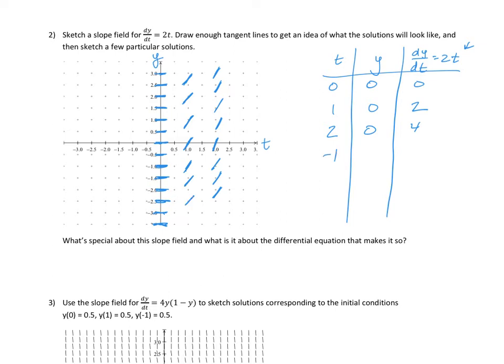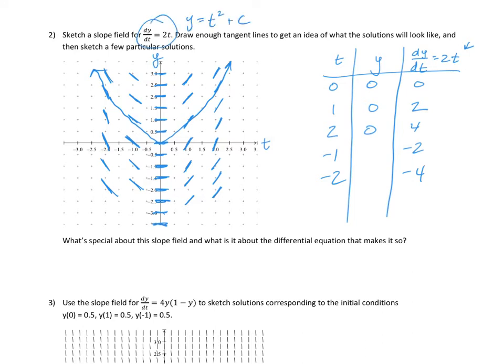Okay, and then maybe I'll do -1 and -2. So you get -2 and -4. So something like that, and then steeper. So the graph is starting to take shape, and it kind of looks like a parabola, which makes sense because the solution to this differential equation is y equals t squared plus c.